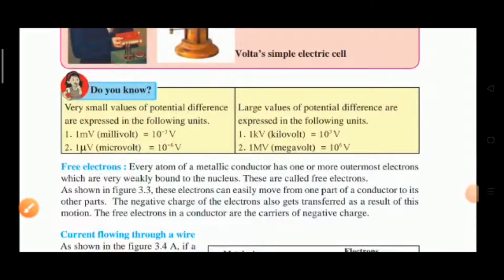Good morning. Continuing with chapter number 3, current electricity. We'll be starting with free electrons. Every atom of a metallic conductor has one or more outermost electrons which are weakly bound to the nucleus. These are called free electrons. The negative charge of the electrons also gets transferred as a result of this motion.